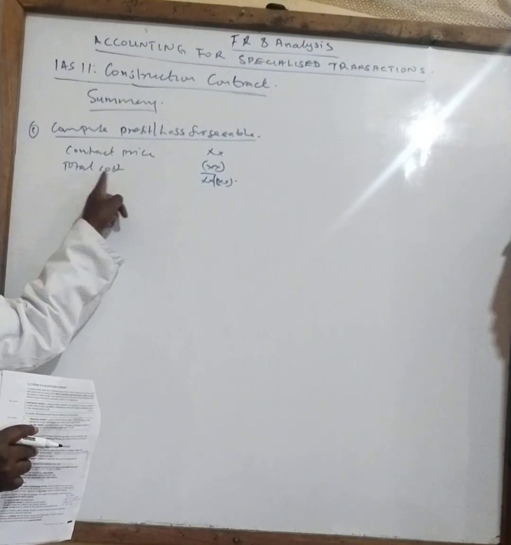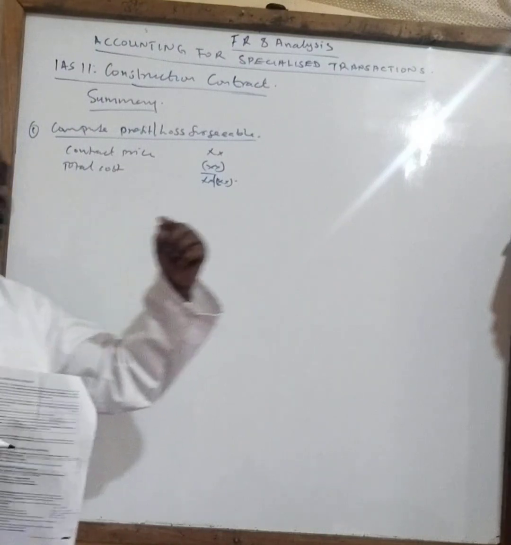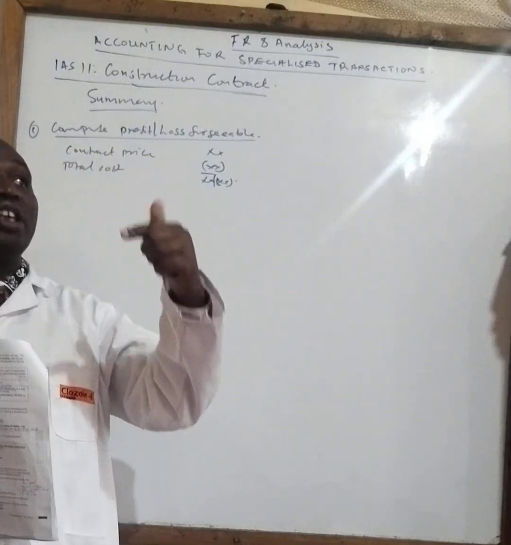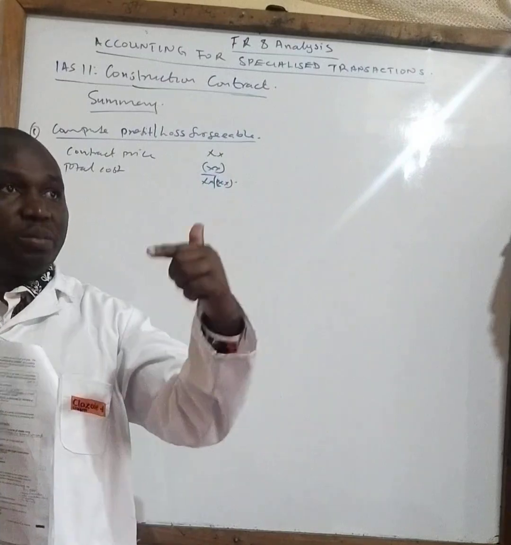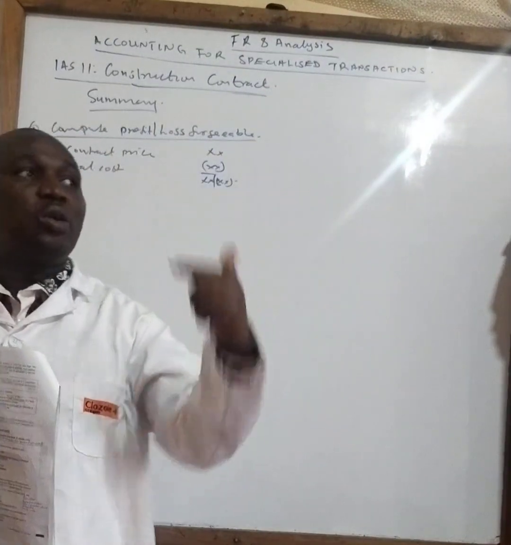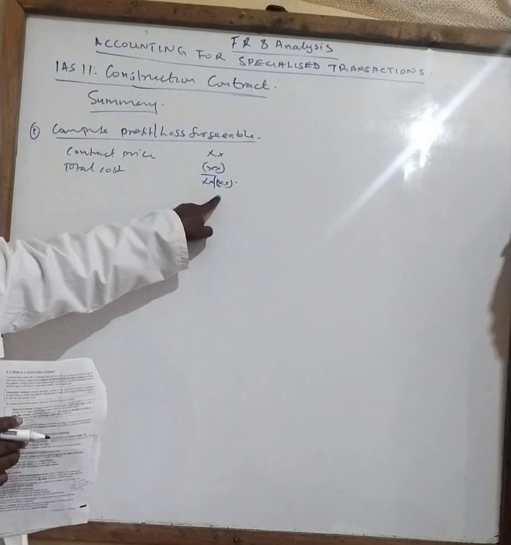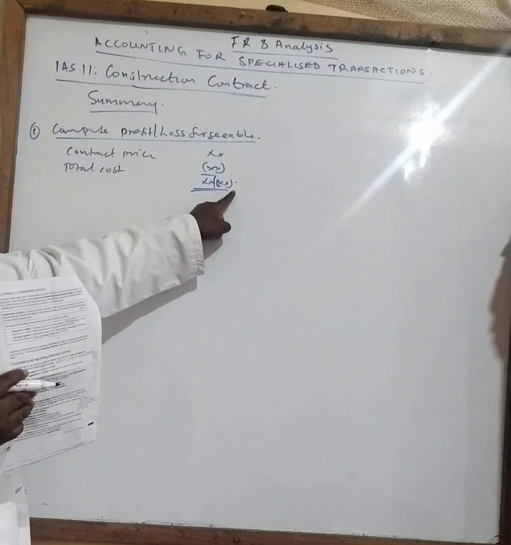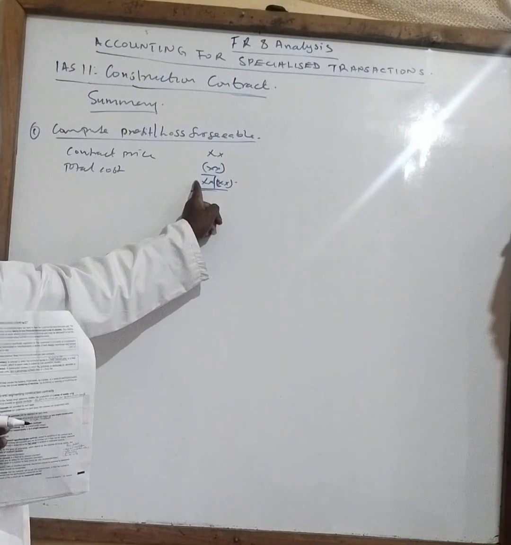So when we talk about total cost here, we are referring to the cost incurred to date plus the cost estimated to completion. The cost estimated to completion plus the cost incurred to date gives you the total cost. Once you get this, the reason you are interested is to see whether there is a foreseeable loss or a foreseeable profit.